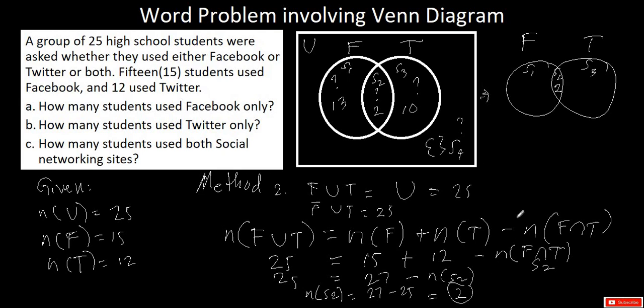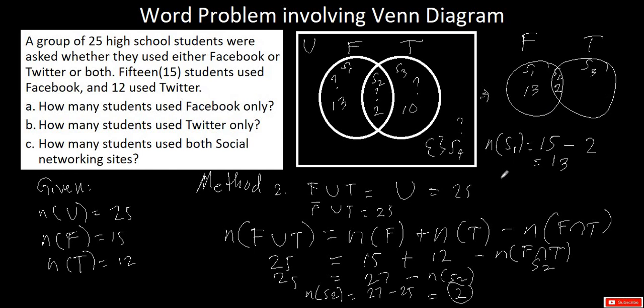So from here, we can now solve for the cardinality of S sub 1, right? Because we have already the cardinality of S sub 2. Now, cardinality of S sub 1 plus cardinality of S sub 2 is equal to the cardinality of set F, which is 15. So therefore, to compute for the cardinality of S sub 1, we have 15 minus 2, right? Because set F is 15. So 15 minus 2 is equal to 13. So therefore, we get 13 as the cardinality of S sub 1.